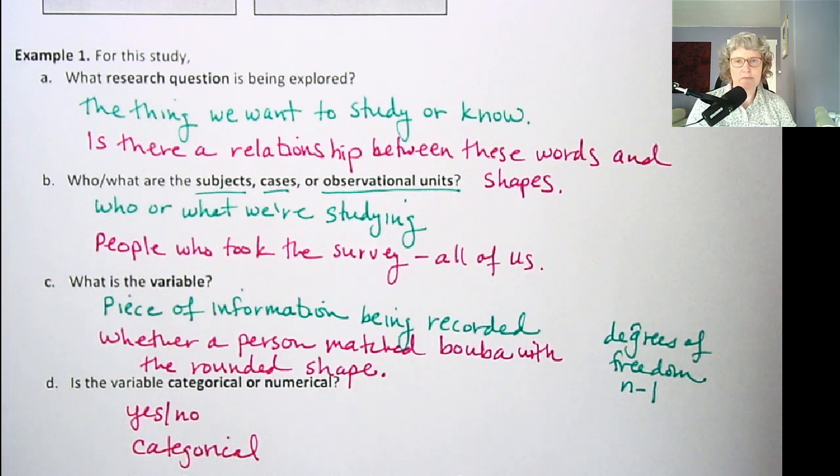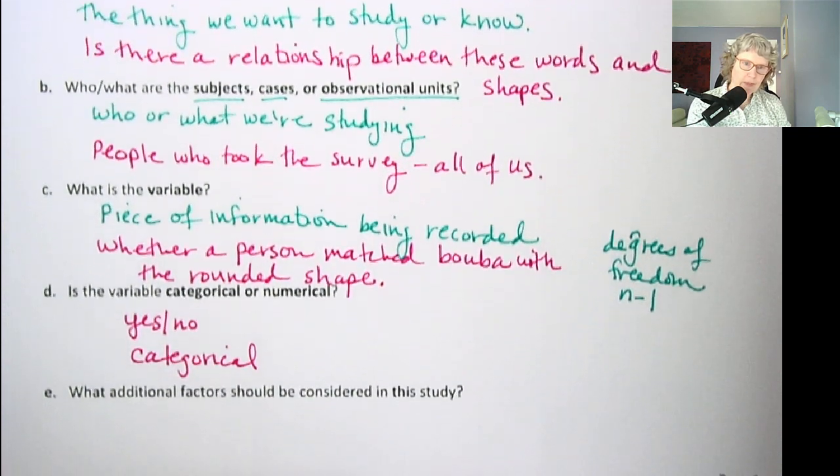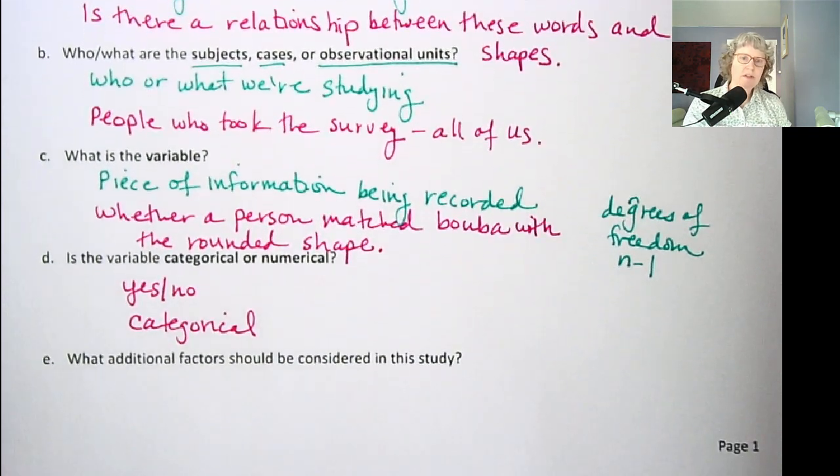It's not something we measured in inches or feet or counted, like the number of credits or something like that. Okay. Move this up again. Okay, so what additional factors should be considered in this study? We always want to be thinking about other factors. Have we forgotten anything? We want to try to make things as unbiased as possible.